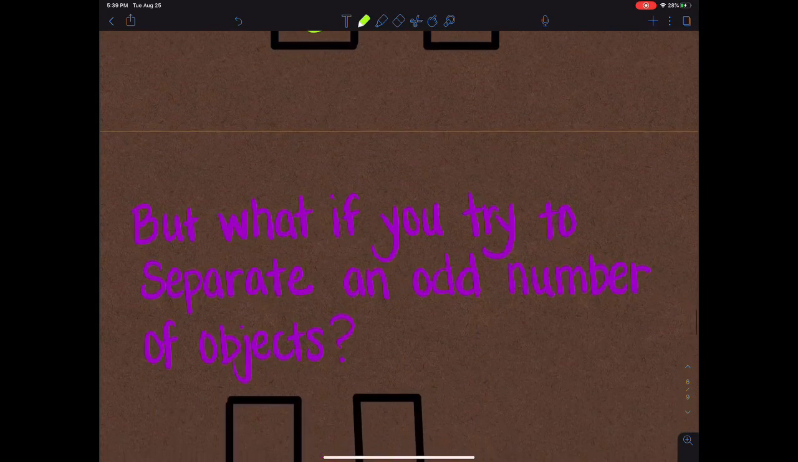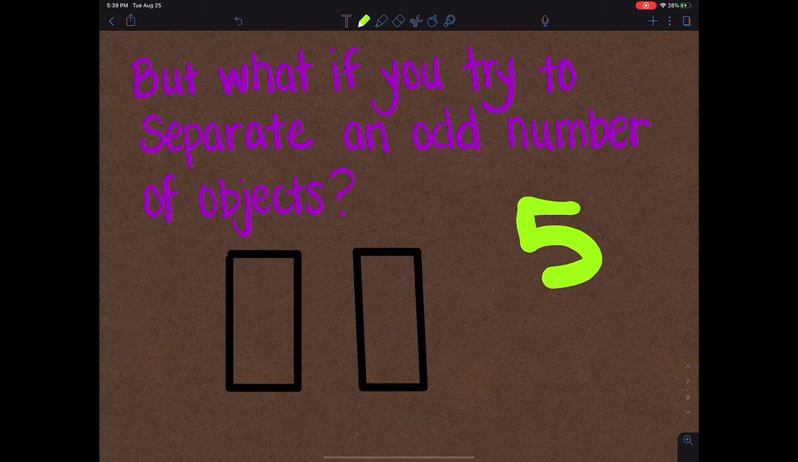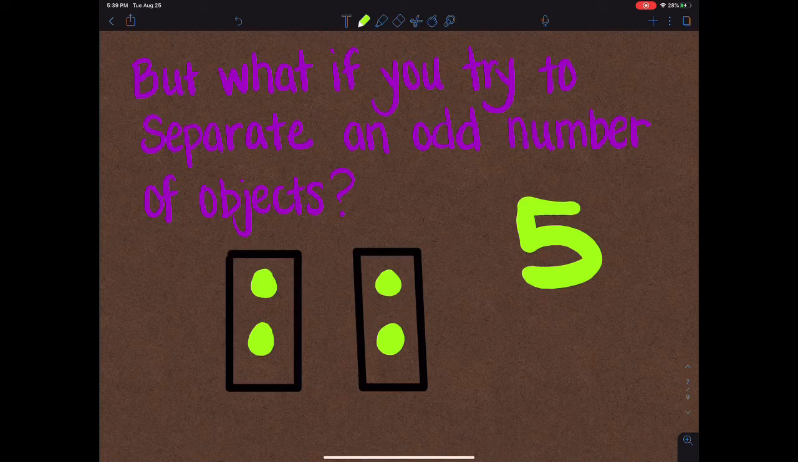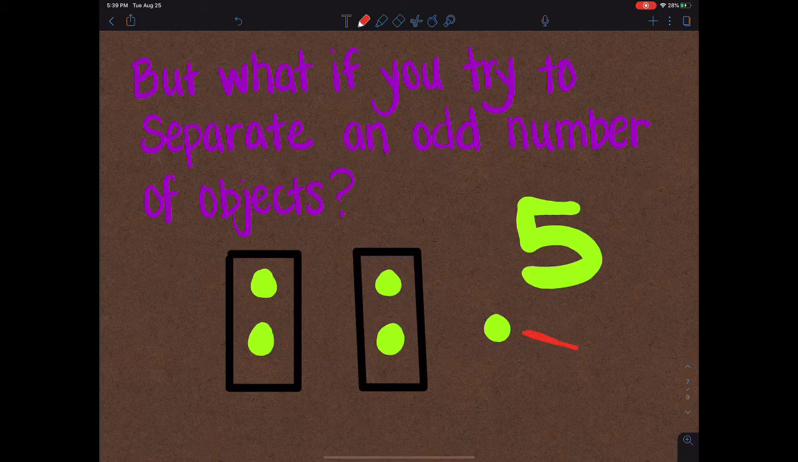Now what happens if you try and do the same thing with an odd number? Well, let's try it with the number 5. If you can only draw 5 dots, then I would say, well, you get 1 and I get 1. Then you get 1 and I get 1. But who gets the last one? So you cannot separate an odd number into 2 equal groups because you will always have 1 left over.